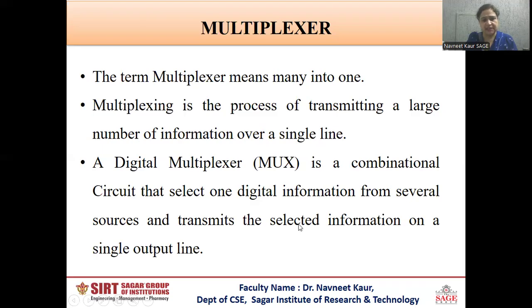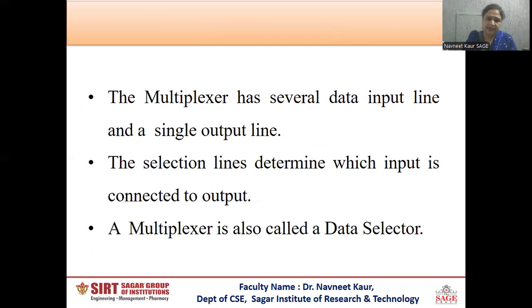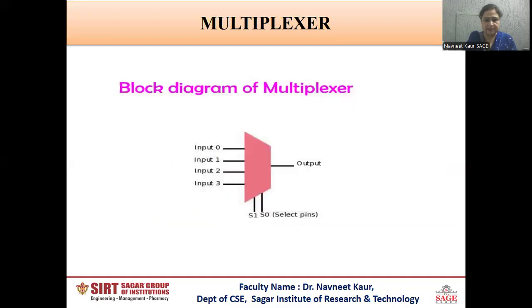In digital circuits, a digital multiplexer is a combinational circuit that selects one information from several sources and transmits the selected information over a single output line. So here the multiplexer has several data input lines, and the data is selected from these input lines and transmitted on a single output line. The selection lines are used to determine which input will be connected to the output. So a multiplexer is also called a data selector.